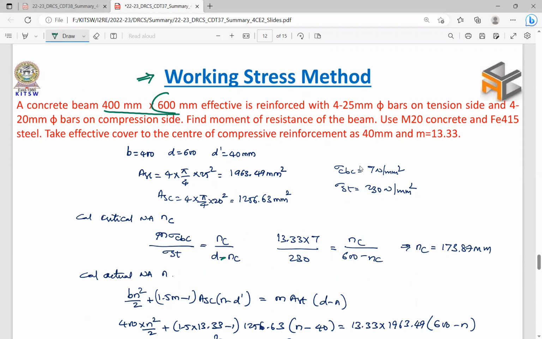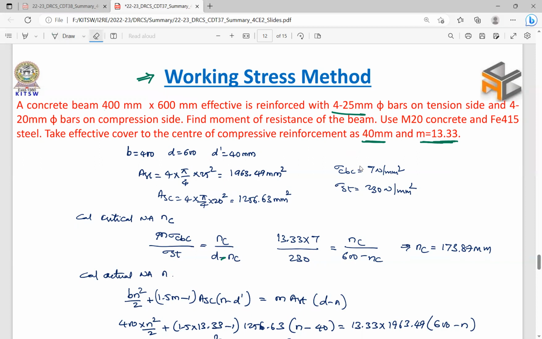600 mm is the effective depth. It is reinforced with 4 bars of 25 mm diameter on the tension side and 4 bars of 20 mm diameter on the compression side. Find the moment of resistance of the beam. Use M20 concrete and Fe415 steel. Take the effective cover to the center of compression reinforcement as 40 mm, and consider modular ratio m equal to 13.33.